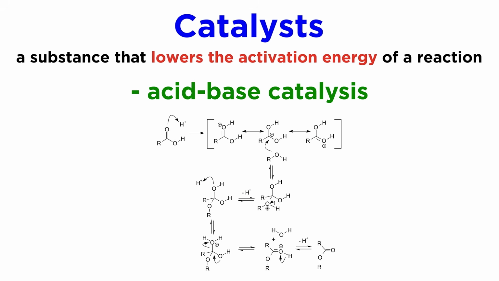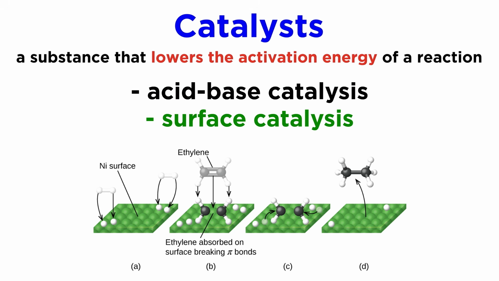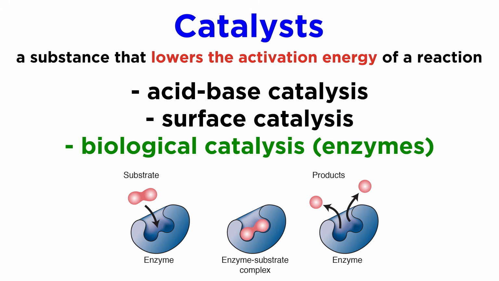Types of catalysis include acid-base catalysis, where proton transfer makes a reactant more reactive; surface catalysis, where the surface of a solid catalyst promotes some kind of reaction via the formation of intermediates that interact with the catalytic surface; as well as biological catalysis with enzymes, which form an enzyme-substrate complex where the enzyme interacts with the substrate, sometimes even covalently, to lower the activation energy of some biochemical reaction.